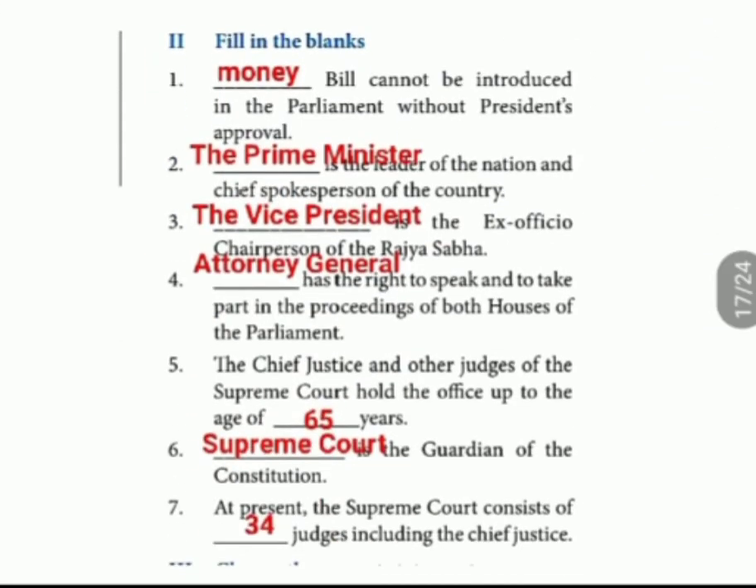Fill in the blanks. Money bill. Next one, the prime minister. Third one, the vice president. Spelling everything, you can check this and then write it. The vice president, third one. Fourth one, attorney general.